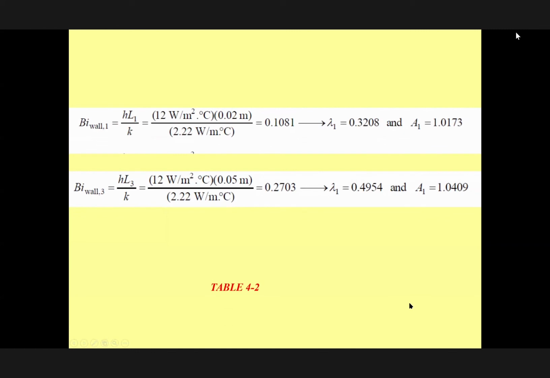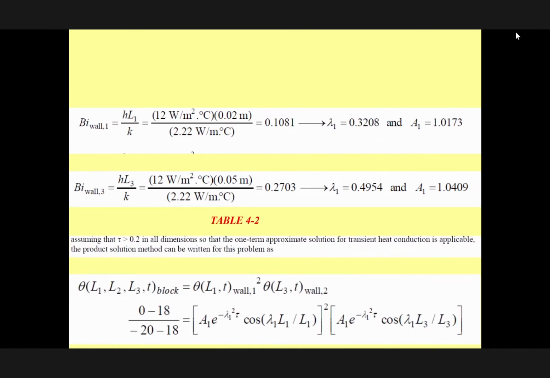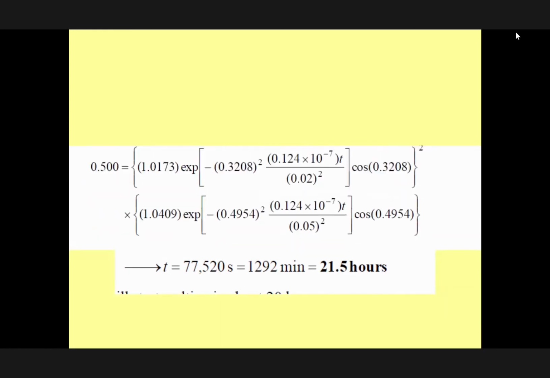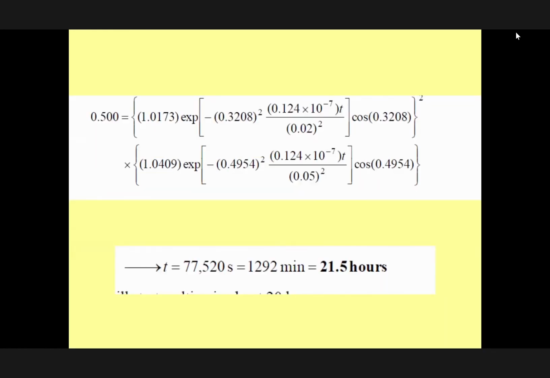Therefore, if you are done with this page, I can go to the next slide. Here we have the equation for the 2 sides and the bottom side. We put the numbers that we have, A1, lambda 1, and for the Fourier number, and we calculate the time becomes 21 hours. It's around more than 20 hours, okay? And here we have to go back and verify whether this assumption is correct or not.